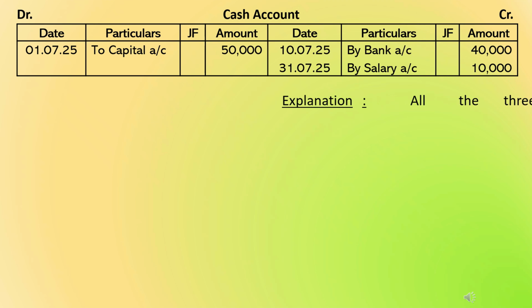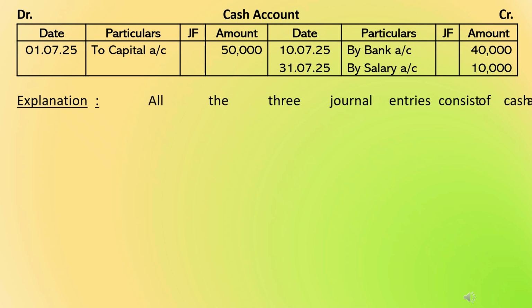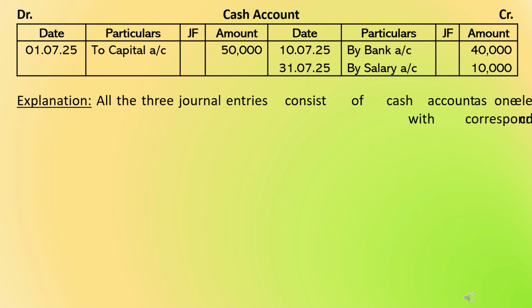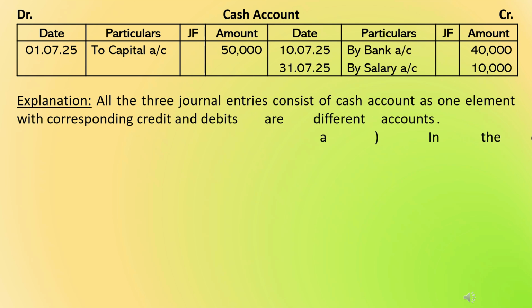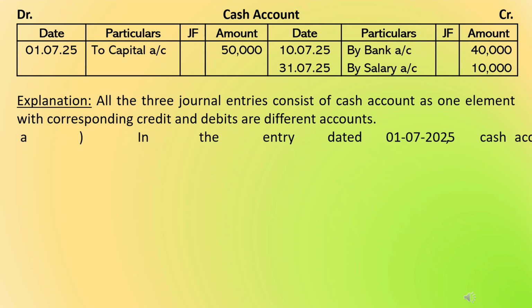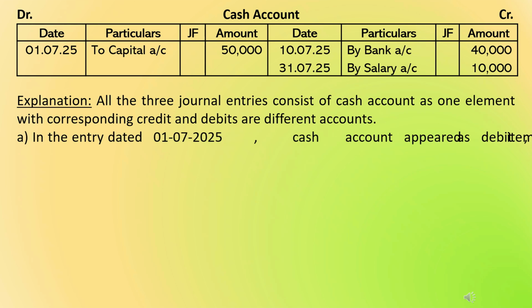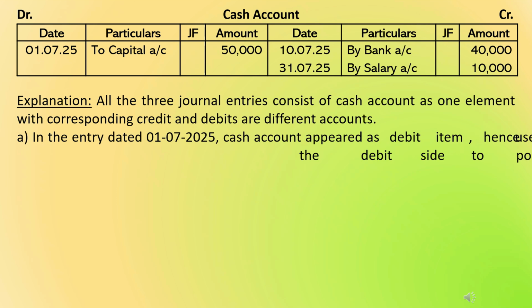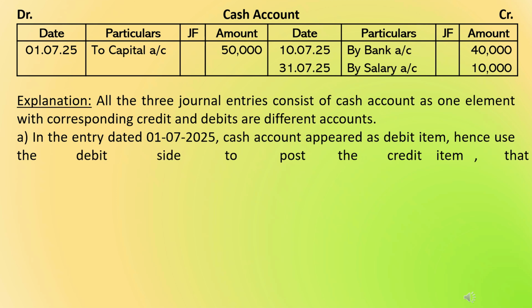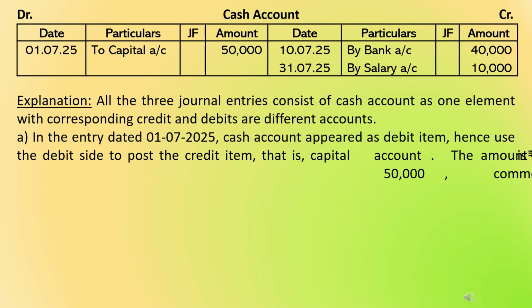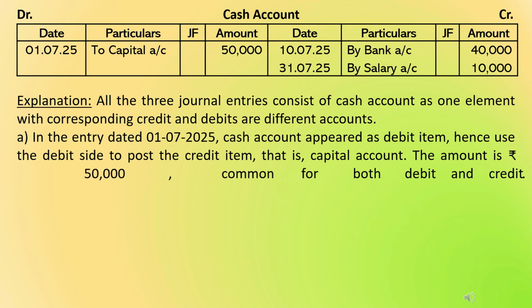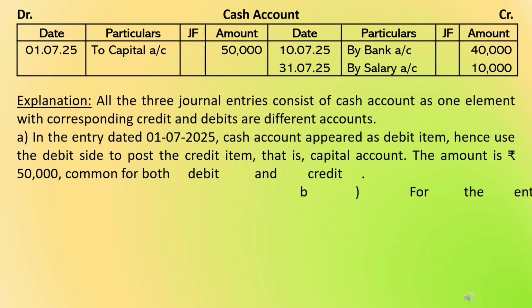Explanation: all the three journal entries consist of cash account as one element with corresponding credit and debit accounts being different. A. In the entry dated 1st July 2025, cash account appeared as debit item, hence use the debit side to post the credit item, that is, capital account. The amount is 50,000 rupees, common for both debit and credit.